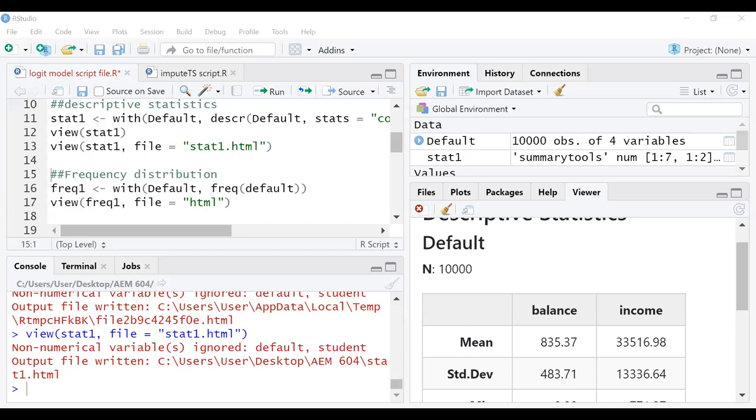So now you design your table. You can design your table from here. So now I have my result for balance, income, the mean, standard deviation, minimum, median, maximum, number of valid observation, percentage of valid observation. So I think it's clear.